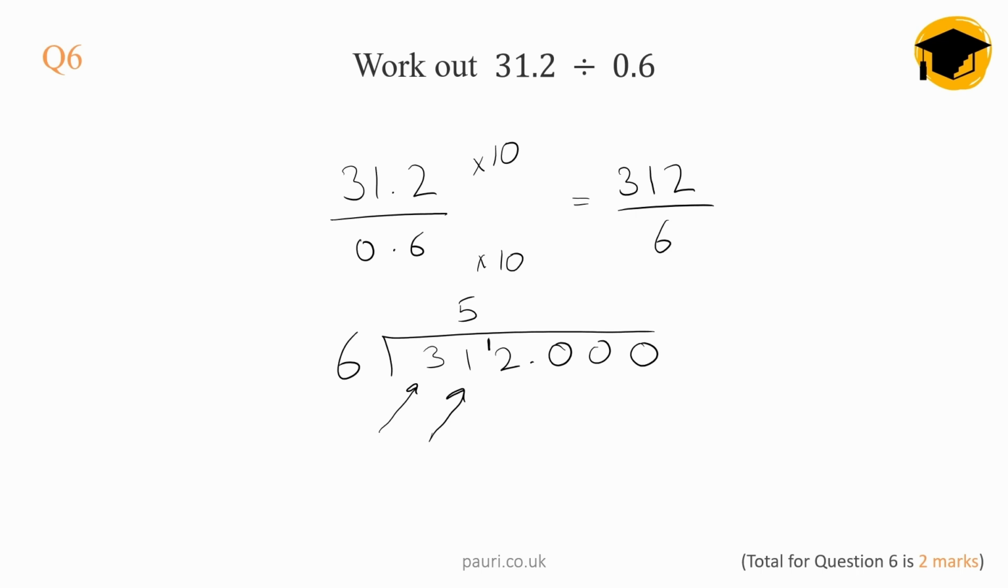So I'll do my multiples to show you. 6, 12, 18, 24, 30. That goes 5 times. And 6 times 5 is 30, but our number over here is 31, so we have a remainder of 1. How many 6's into 12? That goes twice. My answer is 52.